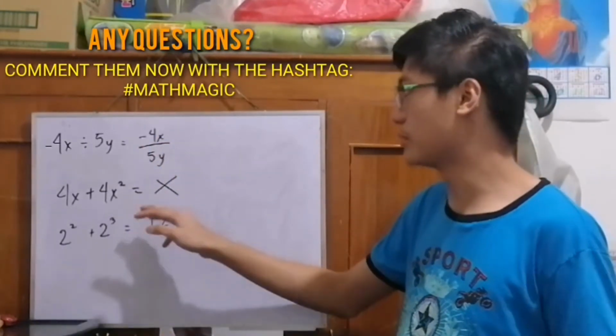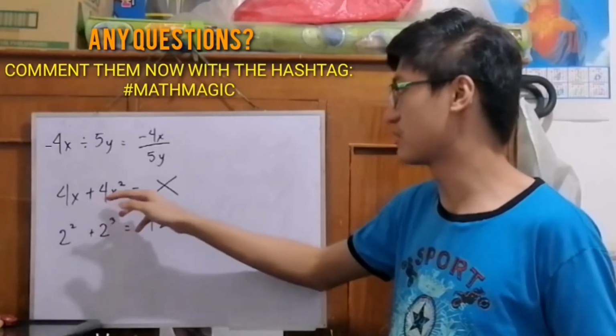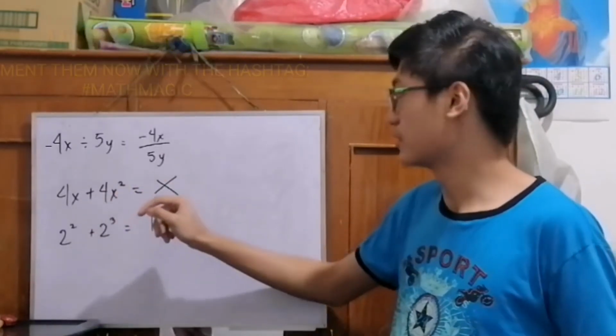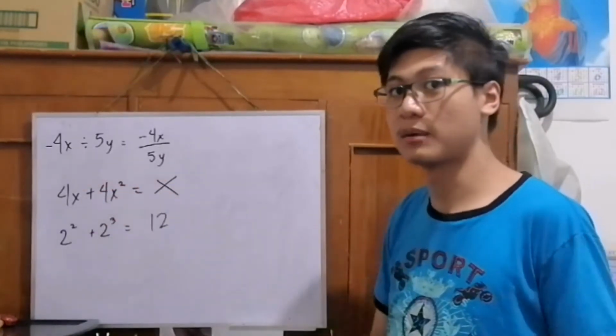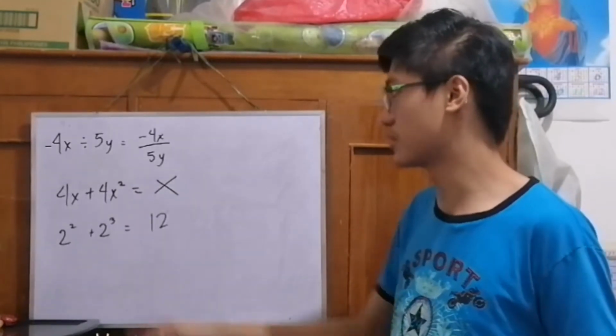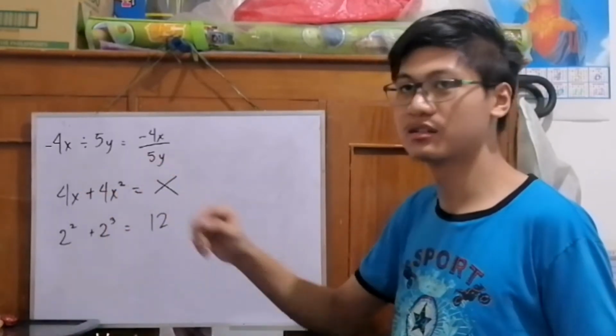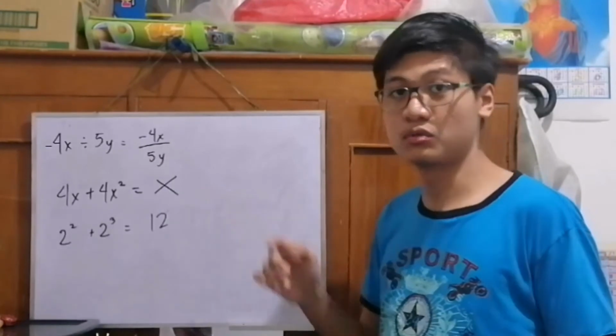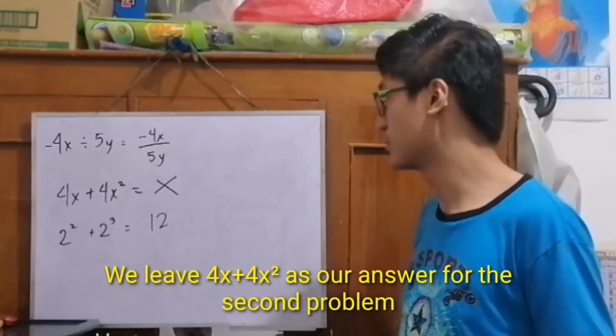But for the second problem, you cannot combine 4x plus 4x squared, since they have a different exponent on top, or different index. This one has an invisible 1 on top, and this one has 2 on top of x.